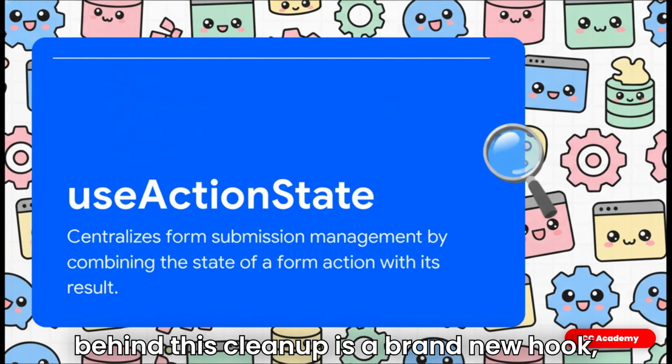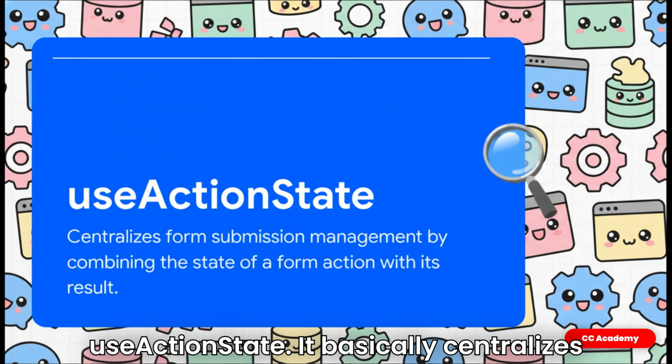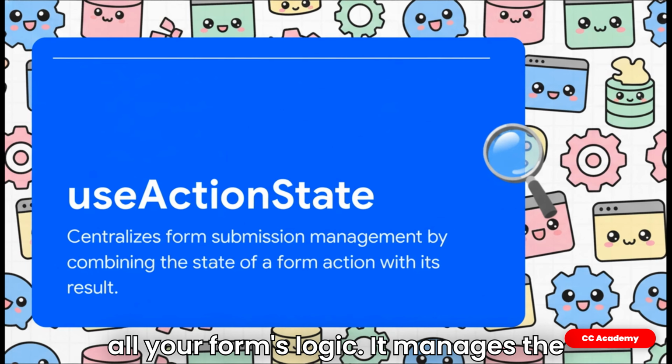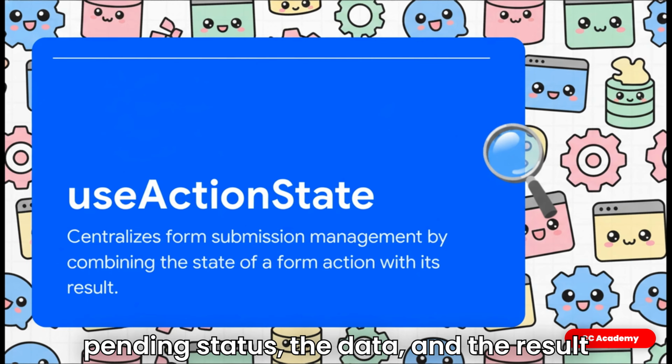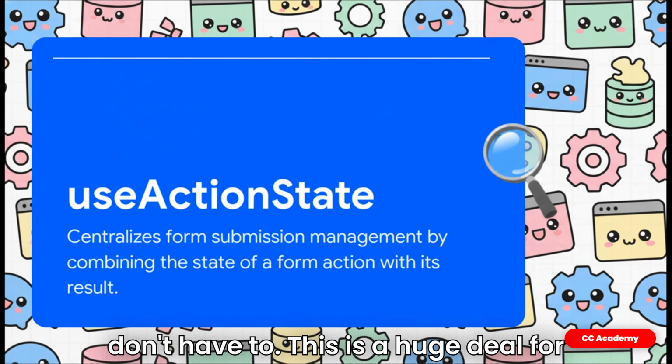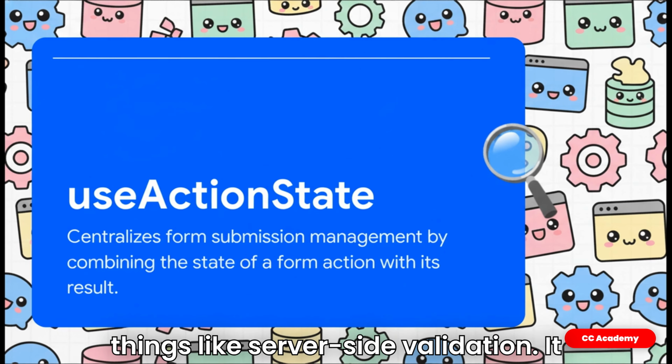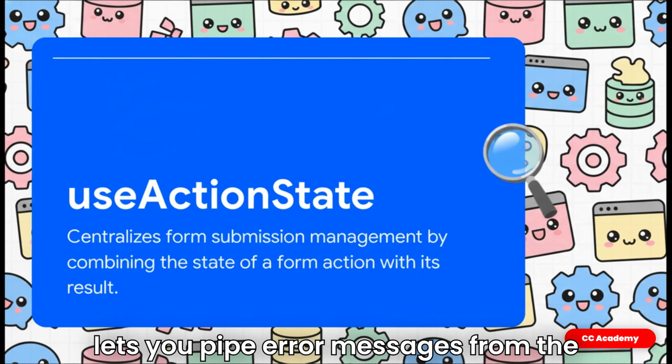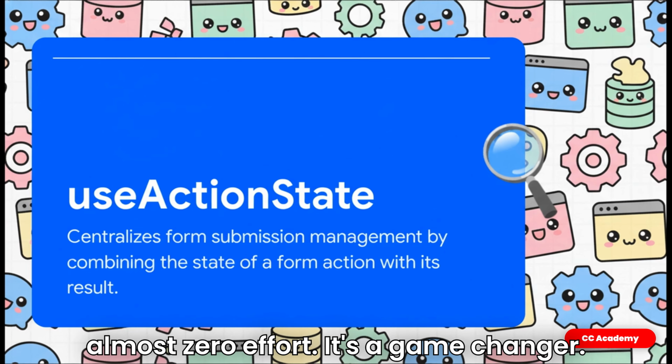And the magic behind this cleanup is a brand new hook, useActionState. It basically centralizes all your form's logic. It manages the pending status, the data, and the result of a form action all in one spot so you don't have to. This is a huge deal for things like server-side validation. It lets you pipe error messages from the server right back into your form with almost zero effort.